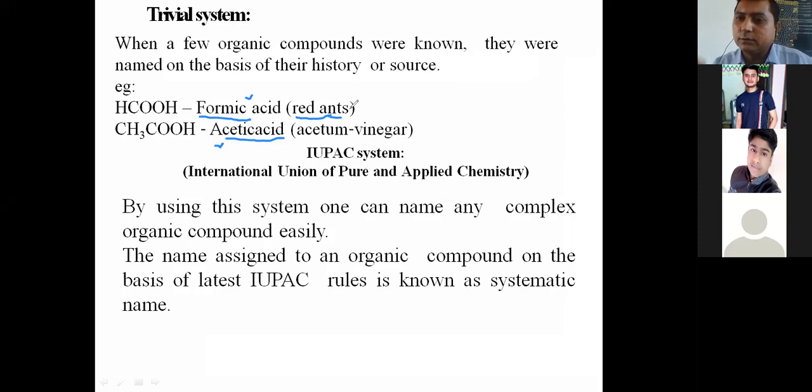When an ant bites any person, formic acid enters into the body, and formic acid is considered as a foreign matter. That's why the mast cells that are present in our skin or our body will release histamine.